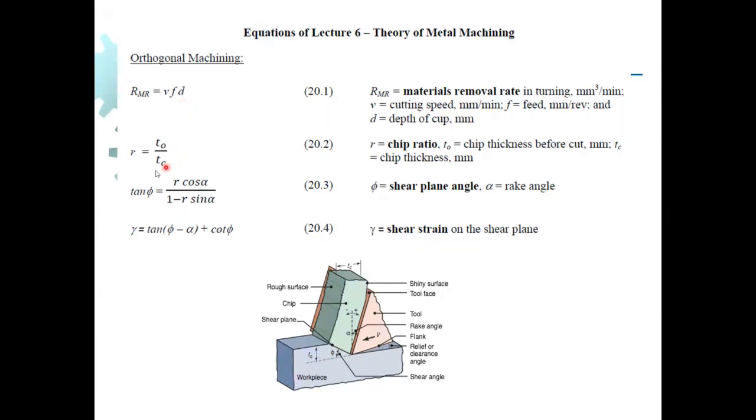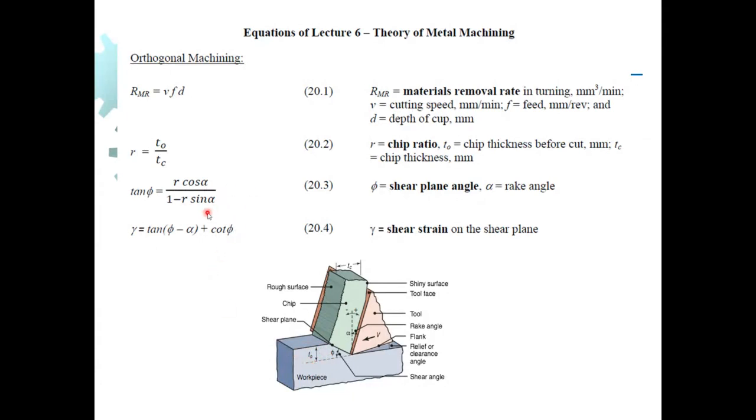Well, the next equation on the equation sheet gives us the chip ratio. If we have the depth of cut, t0, divided by chip thickness, that is tc. If we take a look at this figure down here, then we'll see what these parameters are. This is t0, which is the actual depth of cut before cutting, and tc up here is the thickness of the generated chip after it is separated from the workpiece material. Always tc is larger than t0.